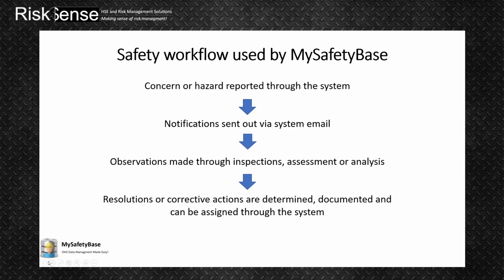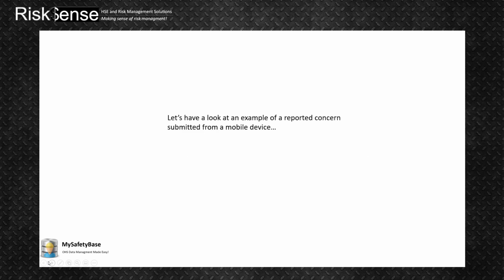Observations can then be made through the traditional method of on-site inspections or investigation, assessment of the situation. Through careful analysis, resolutions and corrective actions can be determined. These can be documented through the system and assigned to responsibility as noted. So let's just take a minute to have a quick look at what a report generated through a mobile device would look like.